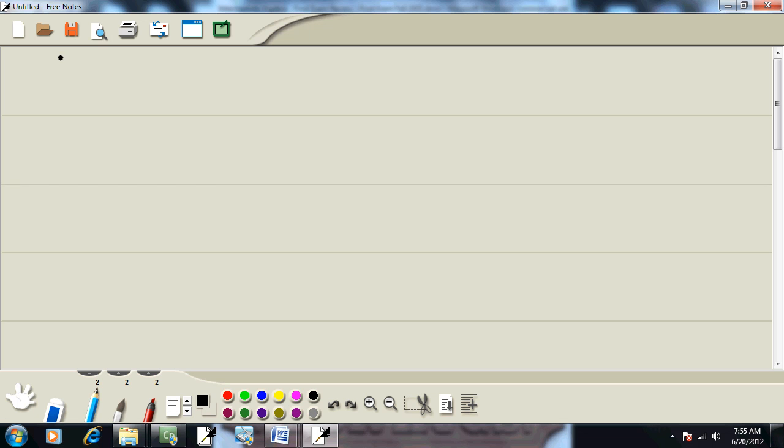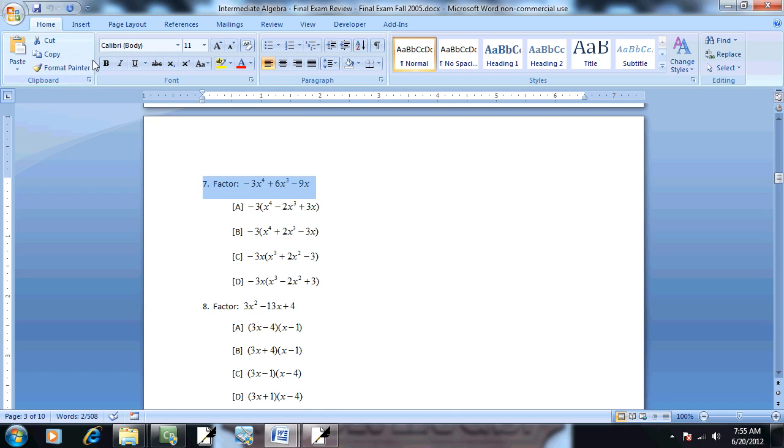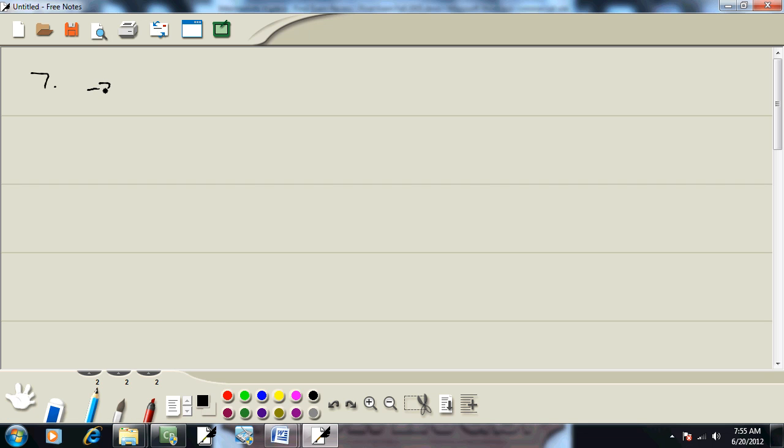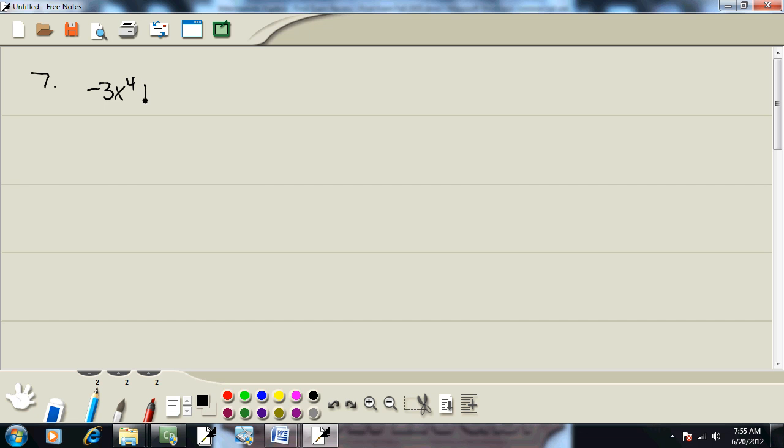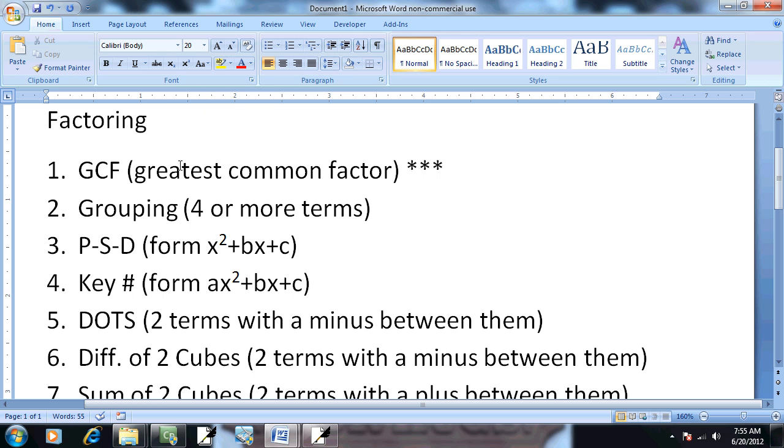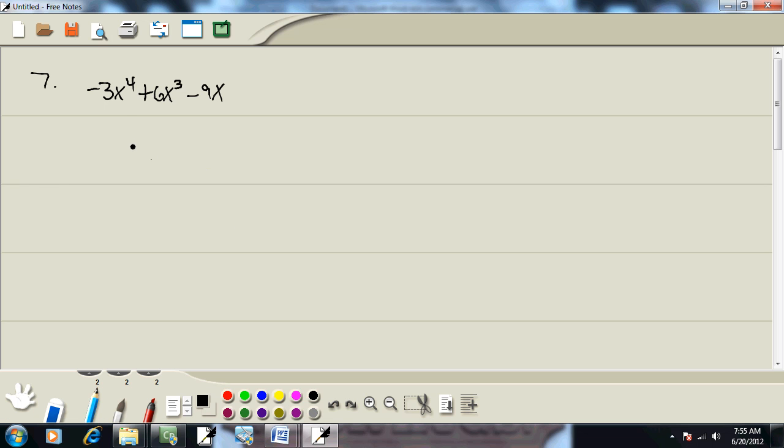Problem number 7. We got negative 3x to the fourth plus 6x to the third minus 9x. First method we look at is GCF. See if they have something in common. Now on GCF, if your first term is negative, you always factor out a negative.